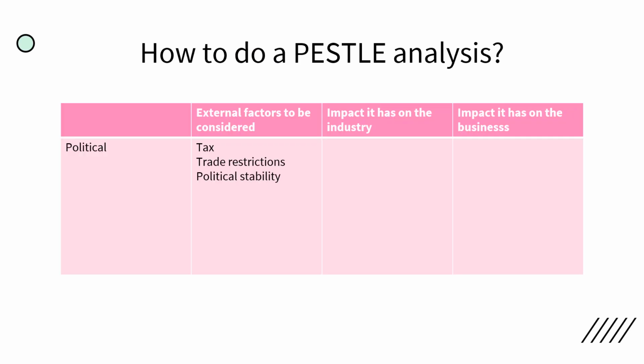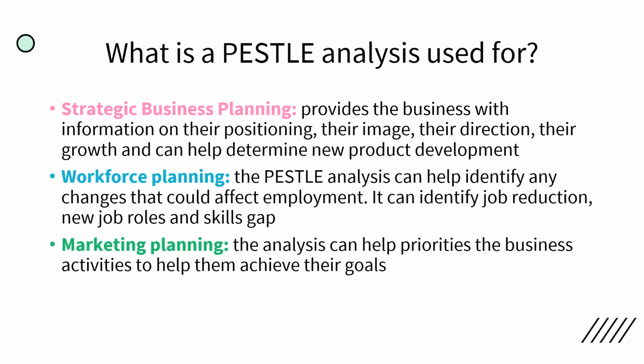Now you can use this template as well. So you can write down the factor, for example political in this case, then the external factors to be considered. For example here, it's written tax, trade restrictions, and political stability. Then you would explain how each of them would have an impact on the industry and how each of them would have an impact on the business. This is just an example of how you could lay out your PESTLE analysis or what kind of stuff would have to be included in a PESTLE analysis.